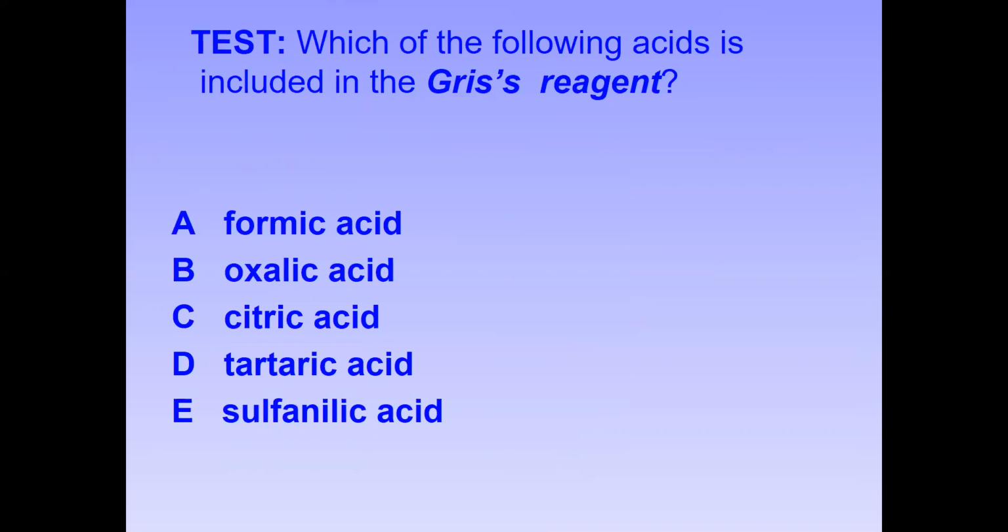Test. Which of the following acids is included in the Griess reagent? The correct answer is E, sulfanilic acid.